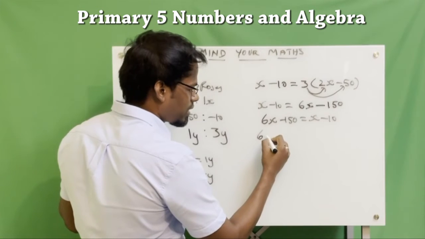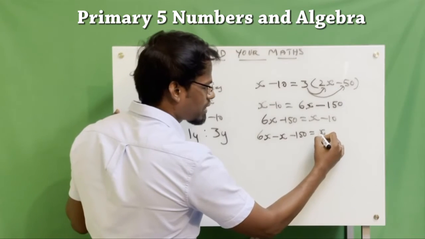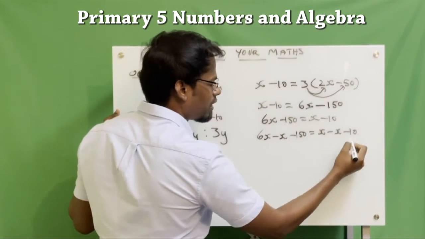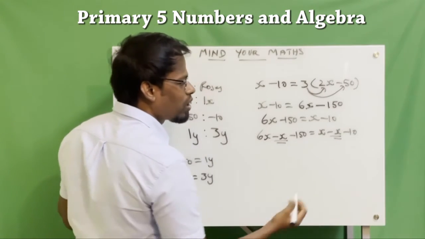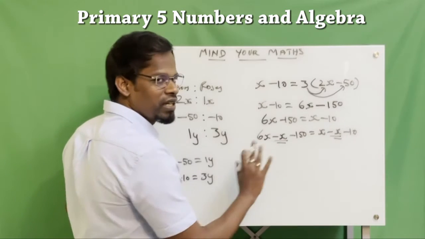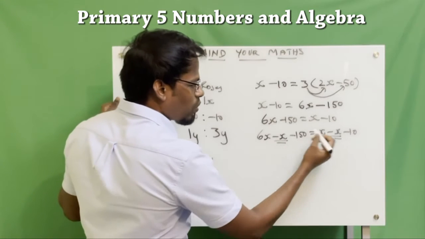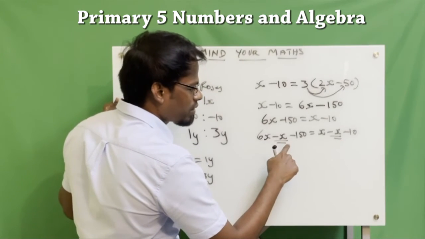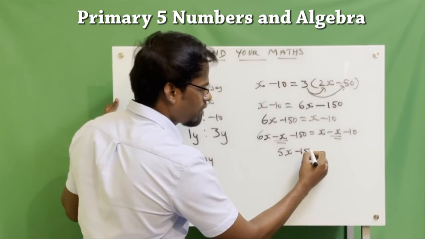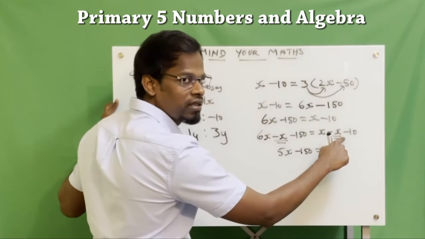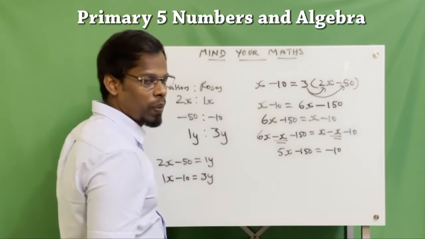So which means 6x minus 150 equals x minus 10, right? So we are just subtracting the same value on both sides, so the equation is entirely not changed. It is still equal. So this one will become, 6x minus x becomes 5x, right? Minus 150 equals x minus x is 0, minus 10. So this side we are left with minus 10, right?